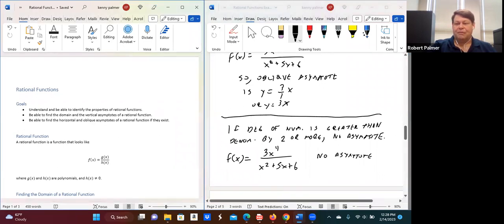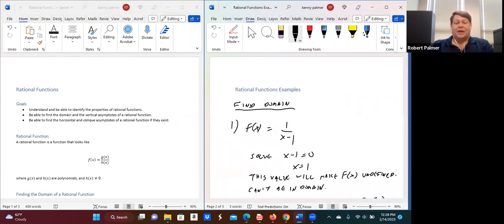So those are some of the details of rational functions you need to make sure that you understand.